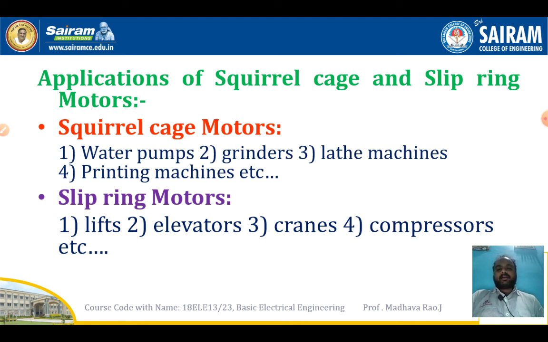Next one, slip ring motors: lifts, elevators, cranes, compressors. For lifts, elevators and cranes, we always need to control the speed up to a certain level. Slip ring induction motor speed we can control, and because of that these motors are used in lifts, elevators, cranes, compressors and so on. So this is about the applications of the three-phase induction motor, that is, squirrel cage and slip ring.